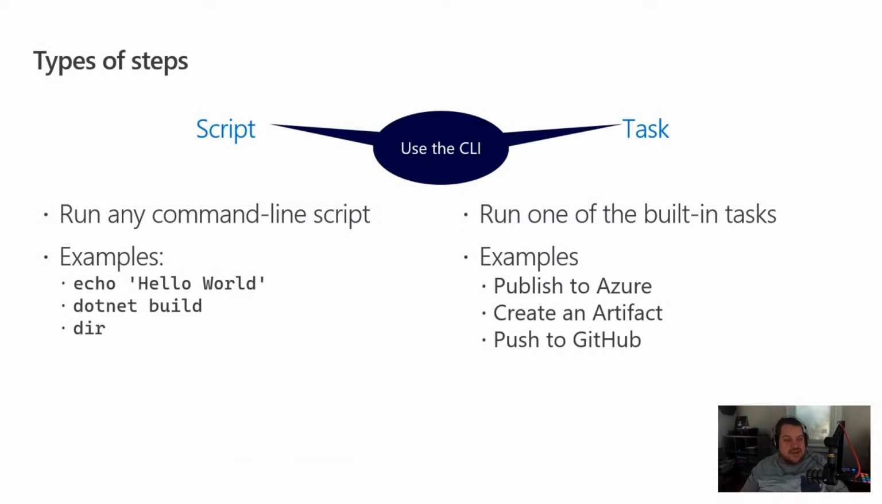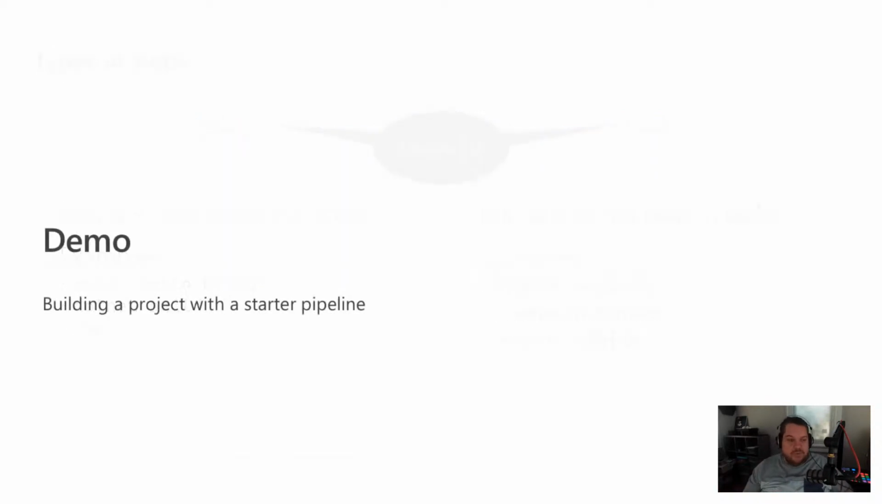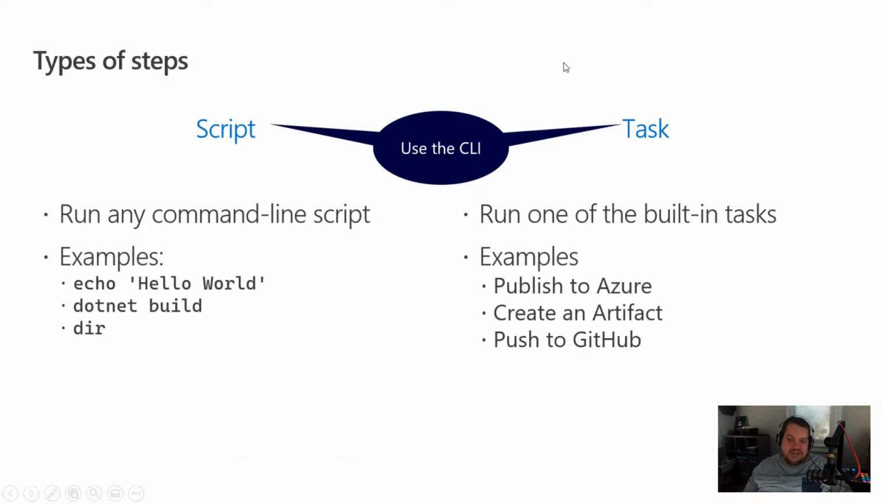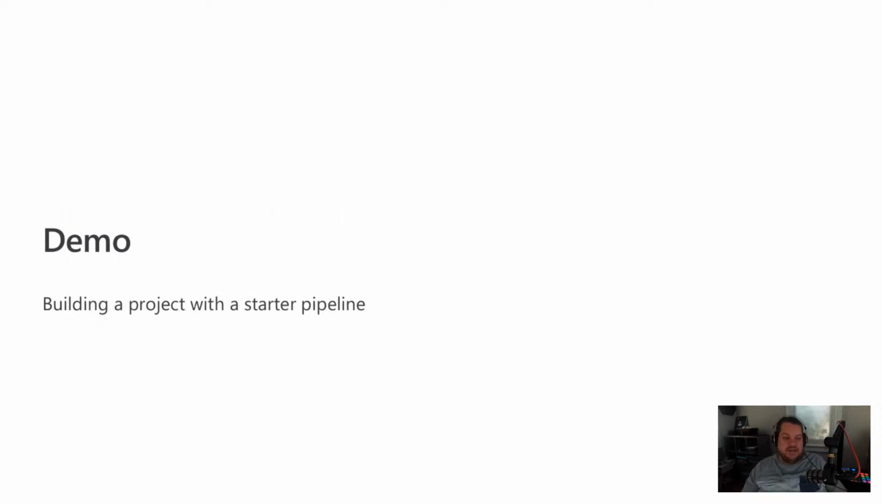Now, I'm breaking this down academically because we're going to look at different flavors of pipelines and we're going to build out pipelines. You're going to see both variations. I'm just breaking this down right before we go into writing things. So I'm going to show you a starter pipeline that leans heavily towards the right-hand side of this diagram, where they're going to use a whole bunch of built-in tasks. Then we're going to build our own pipeline that leans heavily towards the left-hand side of this diagram, where we're going to do almost all command line scripts.